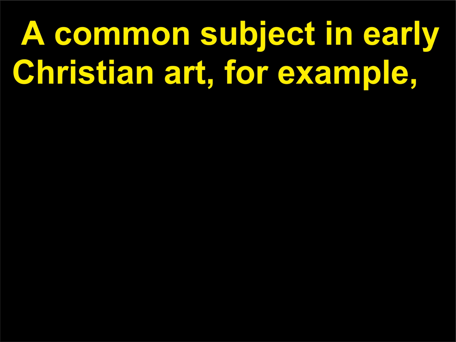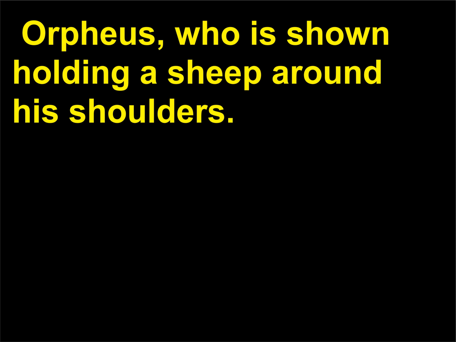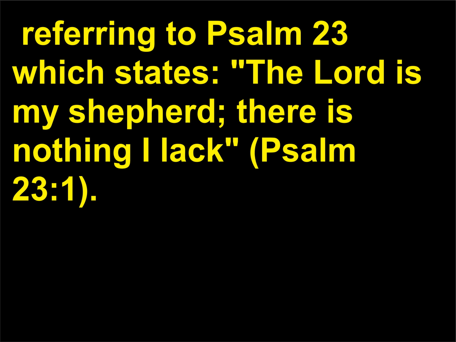A common subject in early Christian art, for example, is the Good Shepherd. In the classical tradition, the Good Shepherd represents the mythological figure Orpheus, who is shown holding a sheep around his shoulders. Early Christian artists used this as a model for early images of Christ in both sculptural and painted form. Referring to Psalm 23, which states, "The Lord is my shepherd, there is nothing I lack," Psalm 23:1.